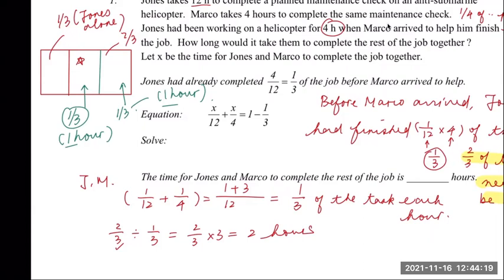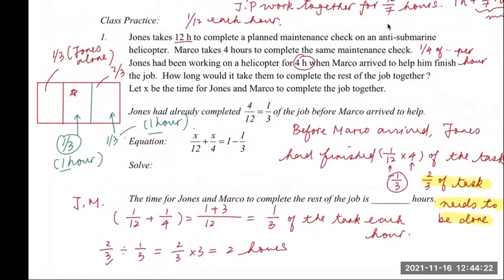So I will just summarize this problem again. Before Marco arrived, Jones had been working for 4 hours. Jones working for 4 hours completed 1/3 of the task, because it takes Jones 12 hours to complete the task. That means each hour Jones can complete 1/12. So 1/12 times 4 is 1/3. That means by the time Marco arrived, there was only 2/3 of the task that needs to be finished.